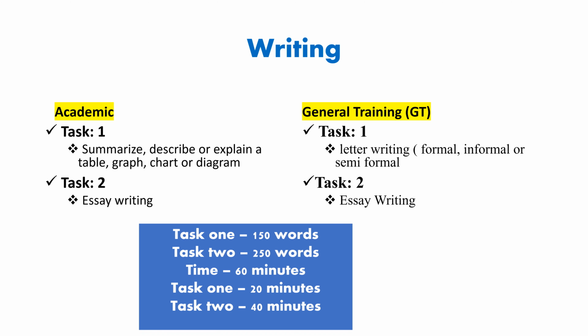For both IELTS versions, the minimum words should be 150 in task 1 and 250 in task 2. Total time for writing is 60 minutes for both versions of IELTS. Generally, 20 minutes is allocated for task 1 and 40 minutes for task 2. But you can manage the time yourself. For example, 15 minutes for task 1, 35 minutes for task 2 and 10 minutes for checking grammar, spelling, punctuation and so on.